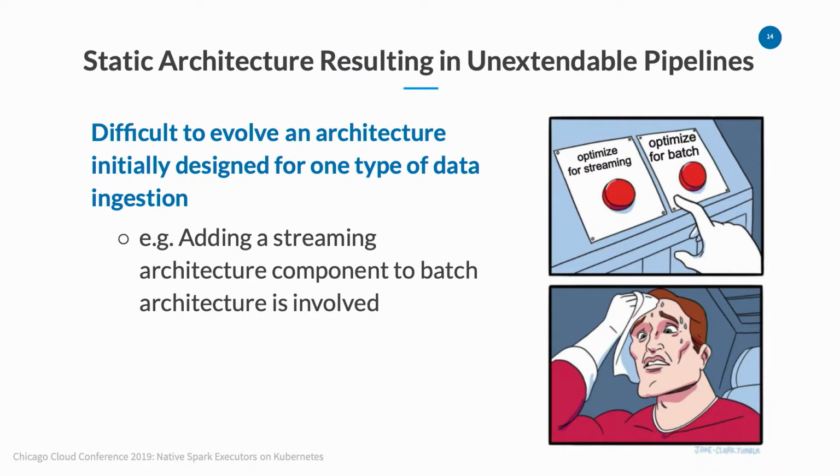So this next pain point, or next challenge, I guess, is the static architecture resulting in unextendable pipelines. Usually what happens for a company when they want to ingest data or set up some sort of data pipeline, they optimize it for either batch or streaming. It's usually batch. So they have something optimized to take a large amount of data, manipulate it, and then store it, and then just repeat that over and over.